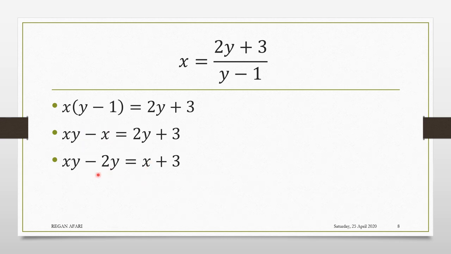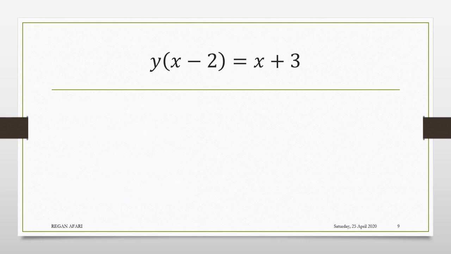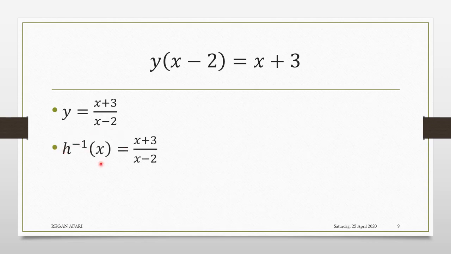y is common to both, so we factor out y, so we have y into bracket x minus 2 equals x plus 3. I'll repeat this on the next slide: y into bracket x minus 2 is equal to x plus 3. Then we divide through by x minus 2. That would mean that y is equal to x plus 3 over x minus 2. So the inverse of h is equal to x plus 3 over x minus 2.